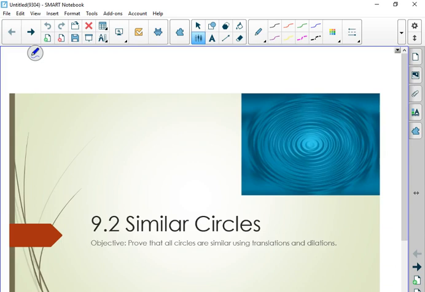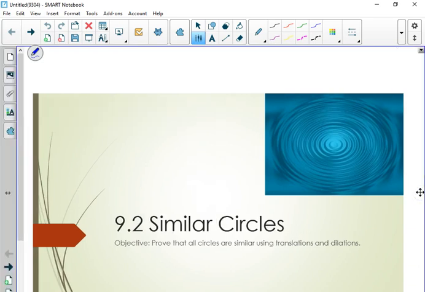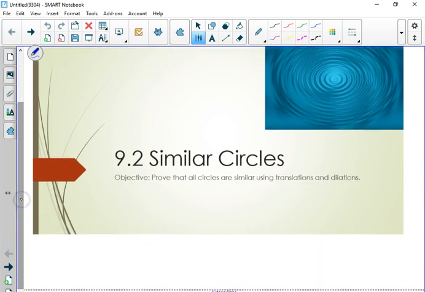Similar circles. Prove that all circles are similar using translations and dilations. Remember, translation is a slide. Dilation is like your eye expanding, enlarging, or reducing, shrinking.